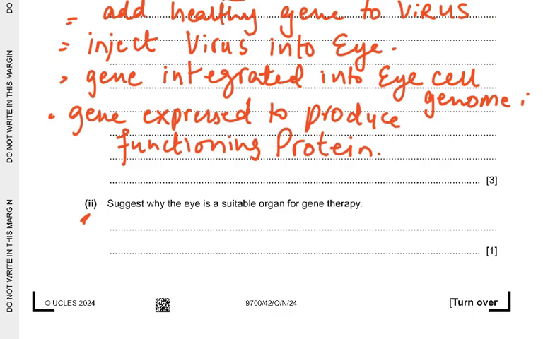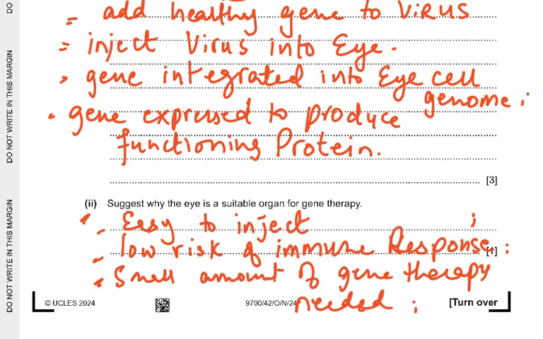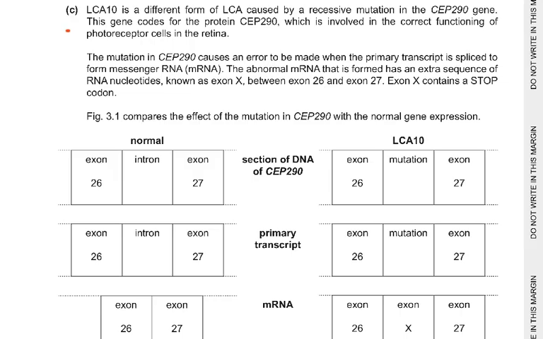Part 3: suggest why the eye is a suitable organ for gene therapy. It's easily accessible, easy to inject, low risk of an immune response, and the eye is small in size, so a small amount of gene therapy treatment is needed. So: easy to inject, low risk of immune response, and small amount of gene therapy needed.